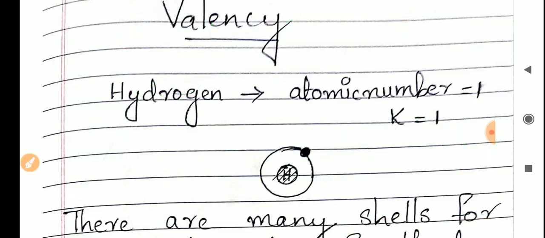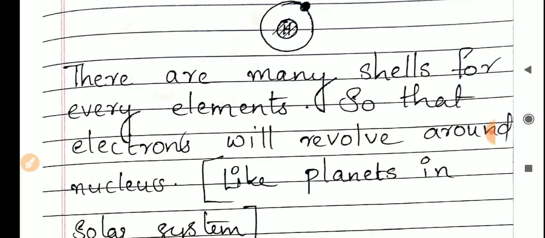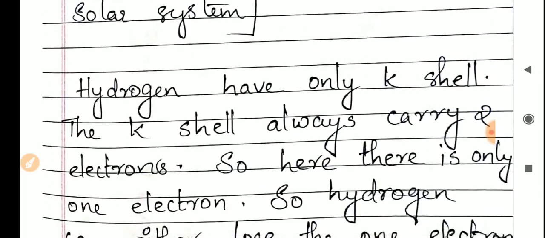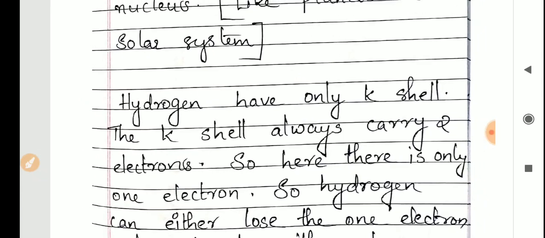What is valency? Valency is defined as the total number of electrons that an atom can lose, gain, or share during a chemical reaction to attain stability. That is called valency. Here I have written that there are many shells for every element, so that electrons revolve around the nucleus like planets in the solar system. Same thing I explained now. You can write the same thing in your notebook also.